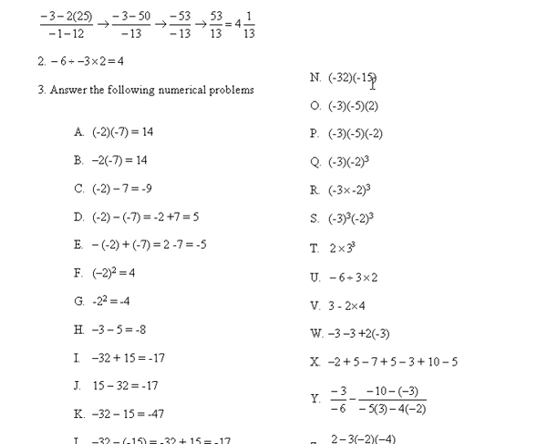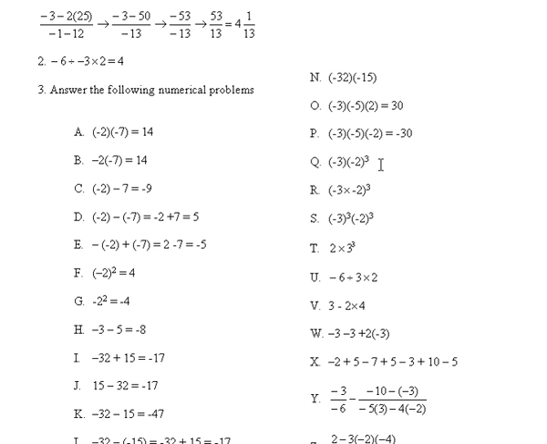This one, two negatives multiplied together would give you a positive. This one, two negatives again multiplied together would give you a positive, so that would actually be 30 when you multiply that together. This is actually three negatives multiplied together, which would give you a negative.